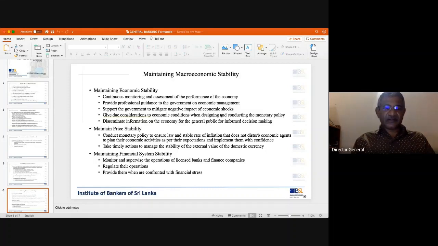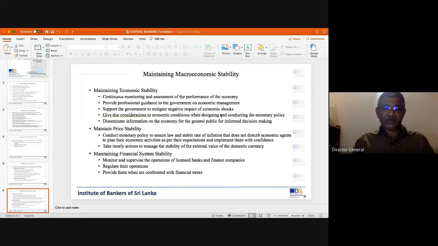Then the third one is to disseminate information on the economy for the general public and for informed decision making. If you visit the central bank website, you can see many different publications of the central bank. Press releases are there on a monthly basis on the economy and monetary policy. In addition to those press releases, one of the main important publications of the central bank is the Central Bank Annual Report.